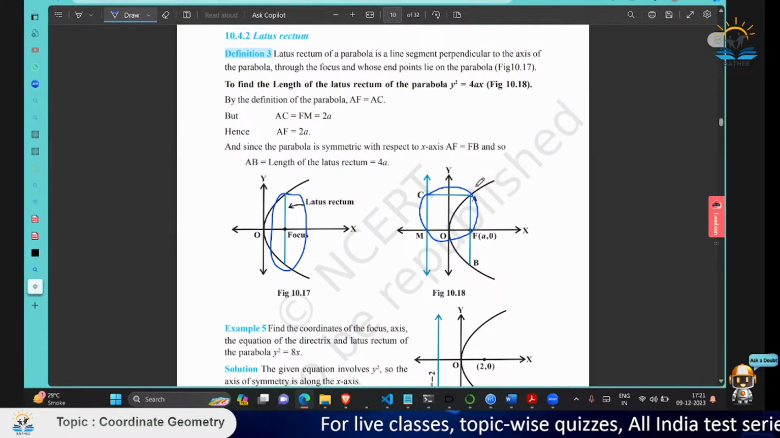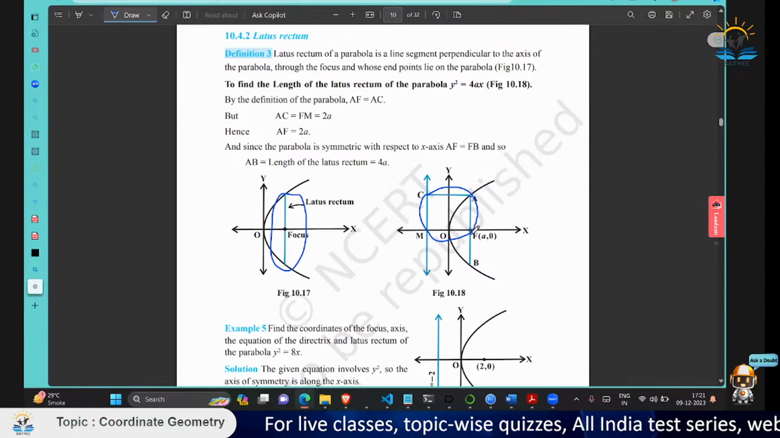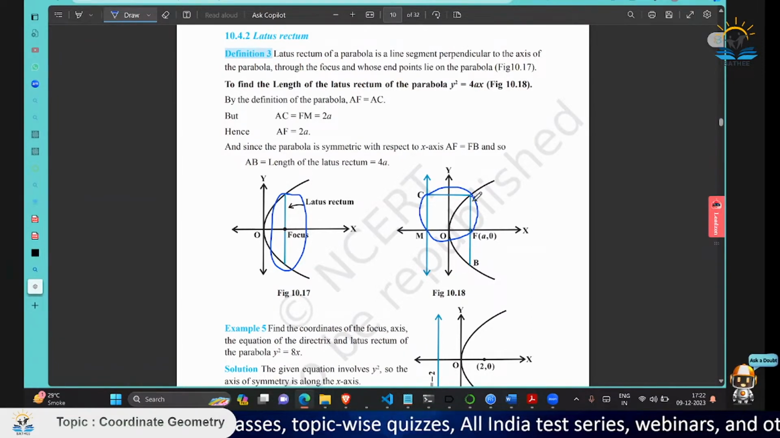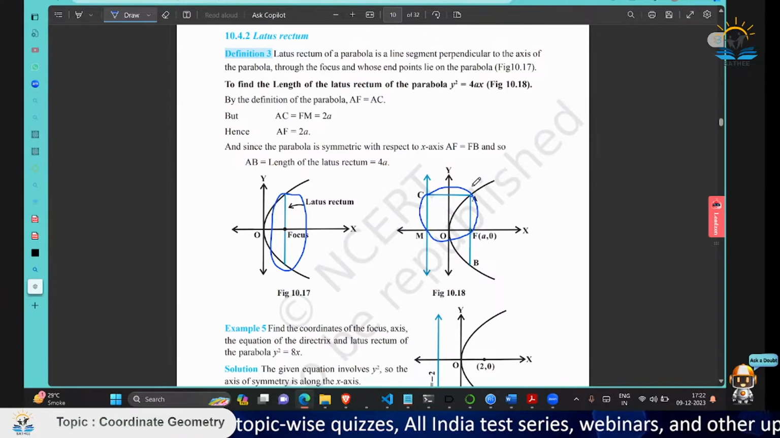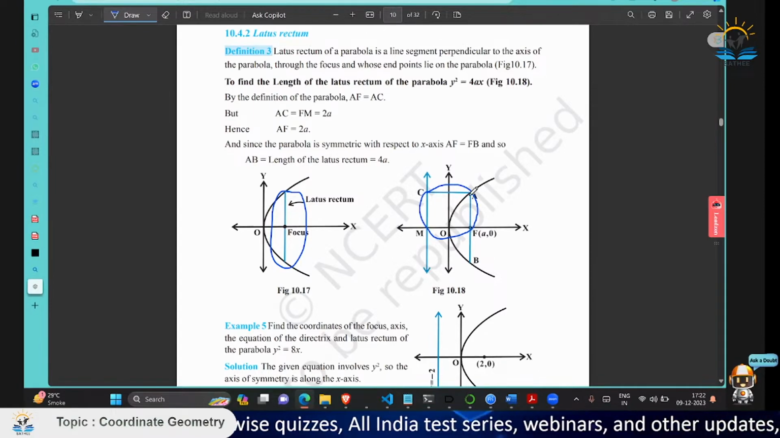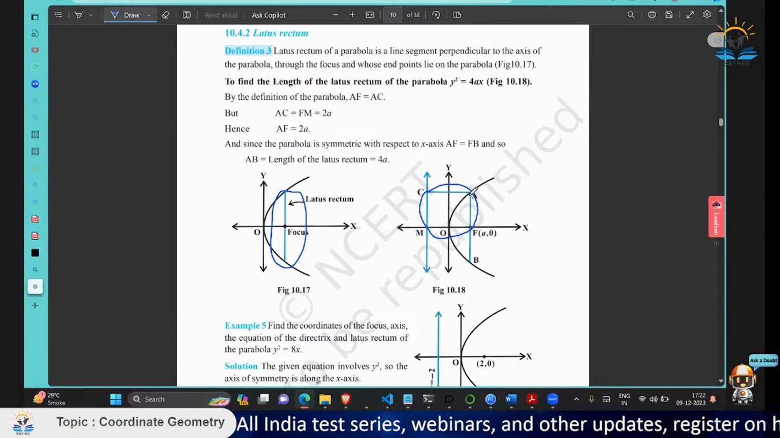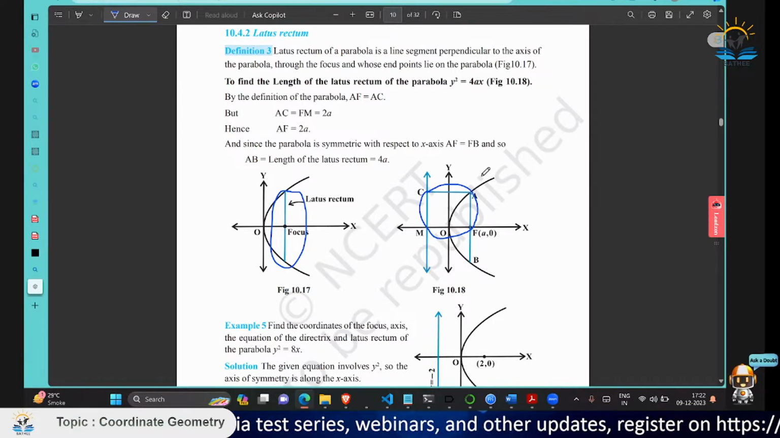and since AC is 2A, and since AF is equal to FB by symmetry, AB is nothing but 4A, right? AB is nothing but 4A. You have to remember this. Please remember that the latus rectum of this standard parabola is nothing but 4 times A.